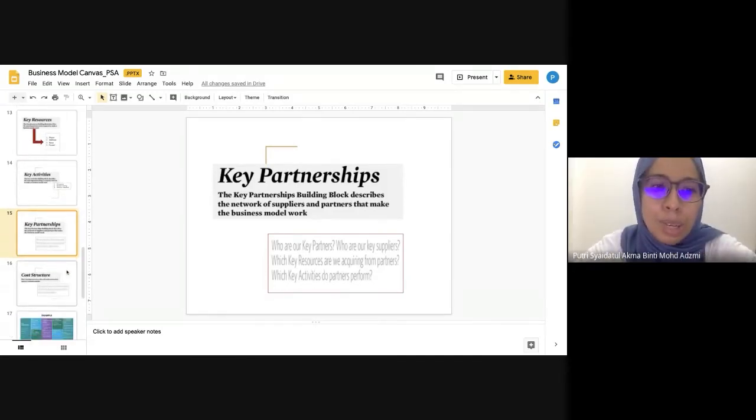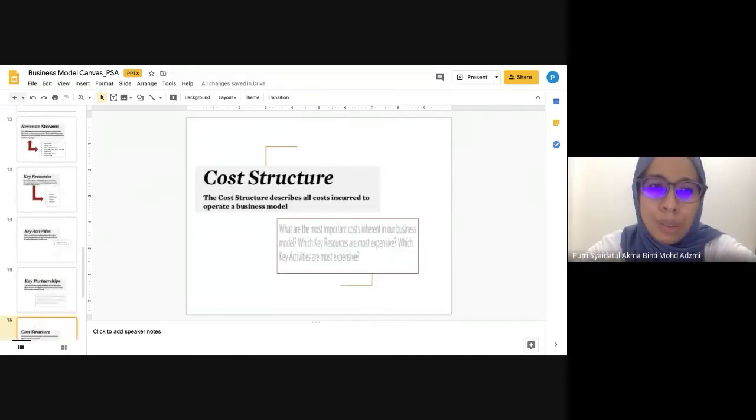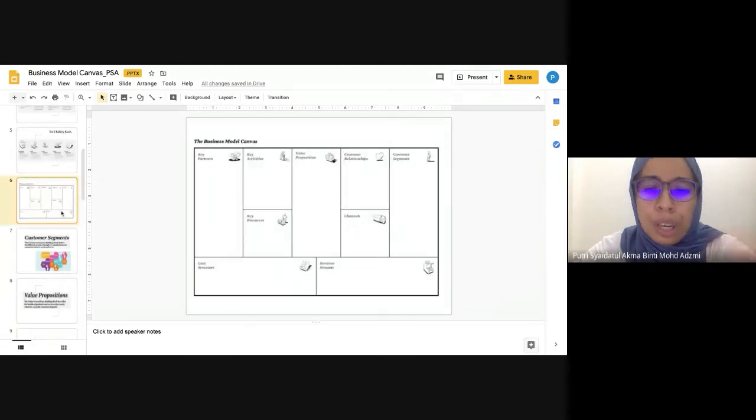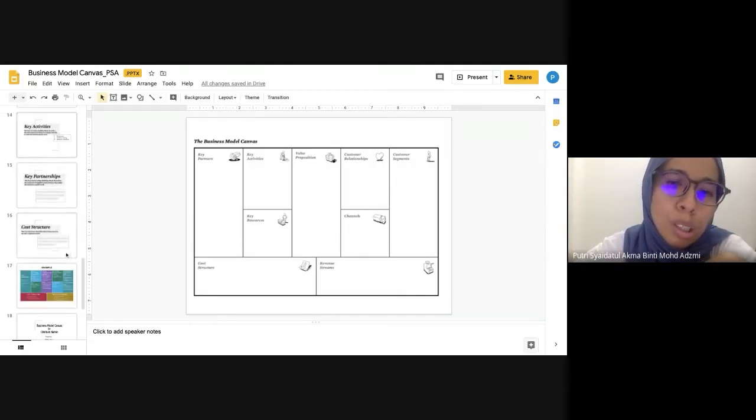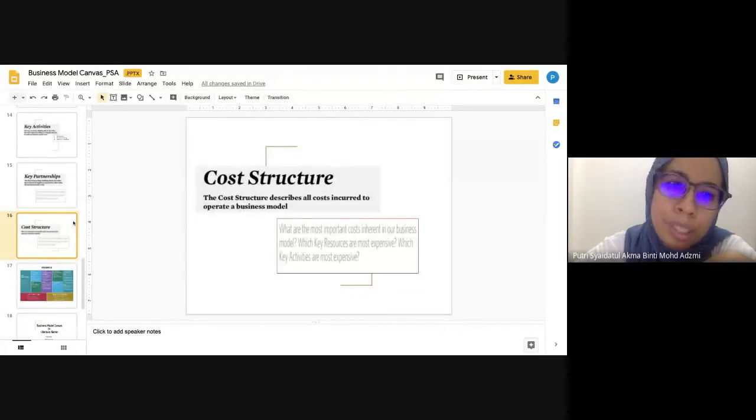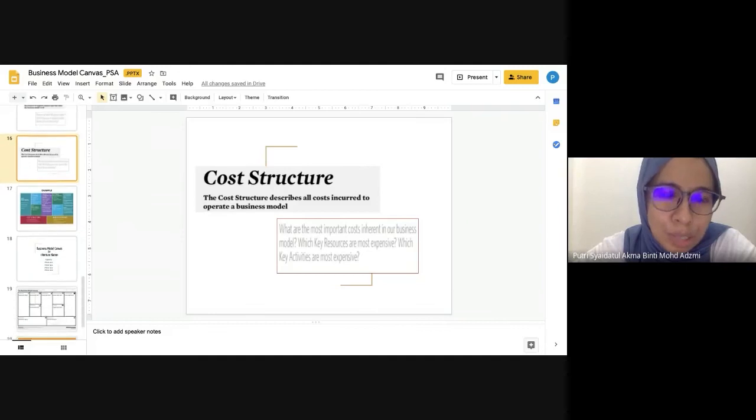So once you have that, if you notice, you have finished all the upper blocks. Now you need to figure out the two lower blocks, which some people will say are the most important things because they talk about money. So you will need to look at cost structure, and then you will need to look at your revenue streams.